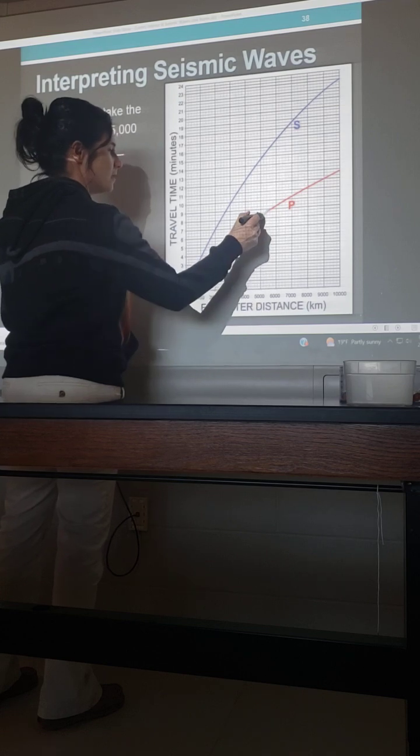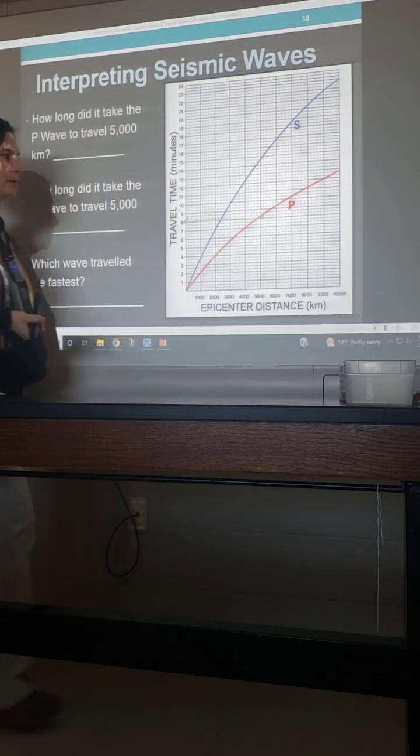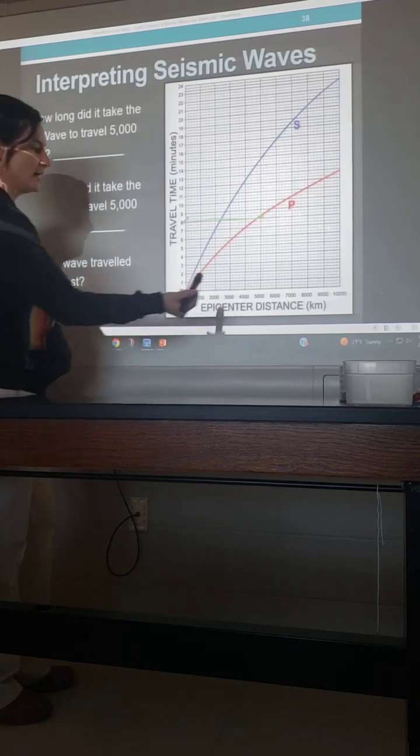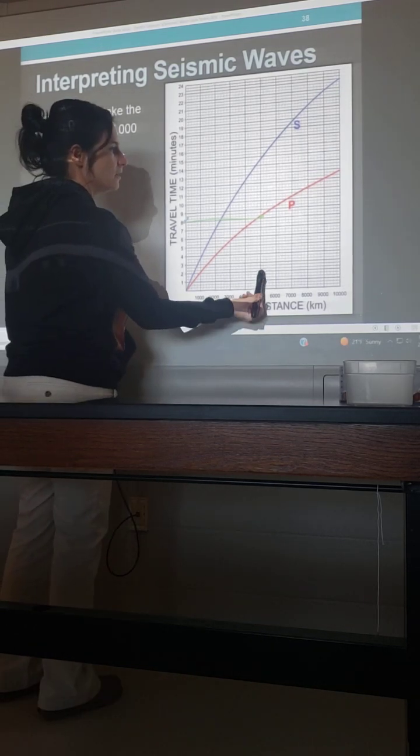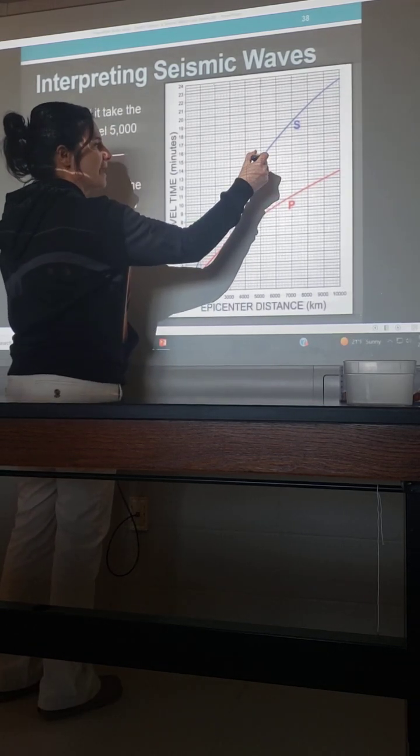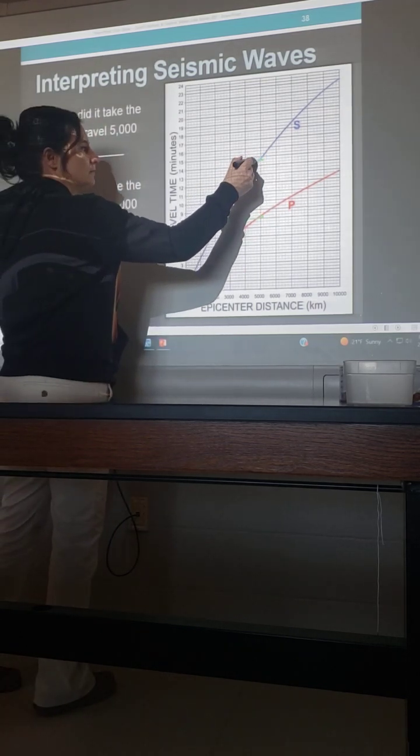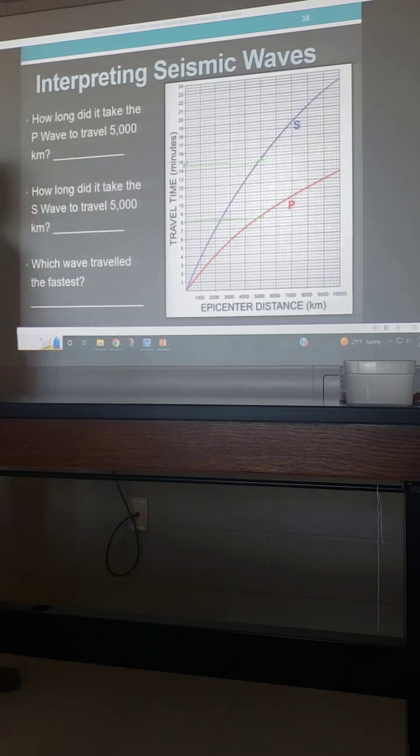Right, so from there, I'm gonna go over, and it's about 8. That's the left one only. Good. All right, so now it says how long did it take the S wave to travel 5,000? So let's do that. If you go 5,000, up, up, up, up, up, now I go to my S, all right? And then from there, let's go over. 14.5. What do you think, Aiden?